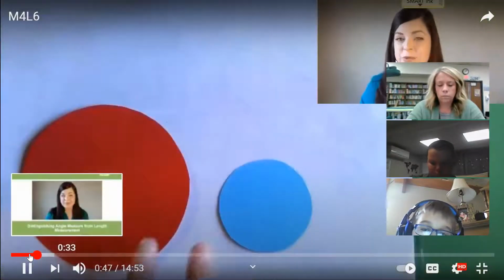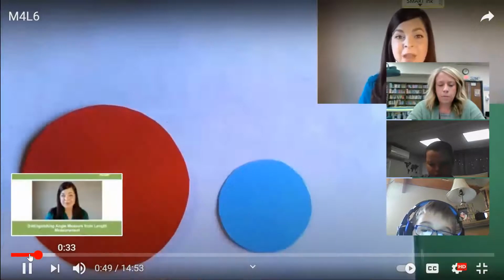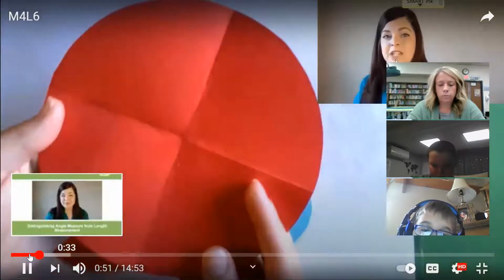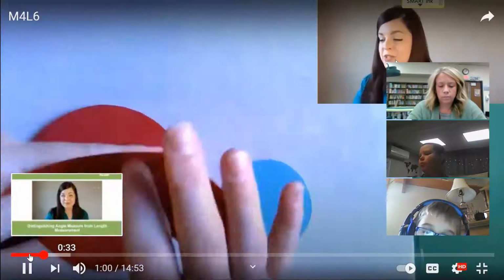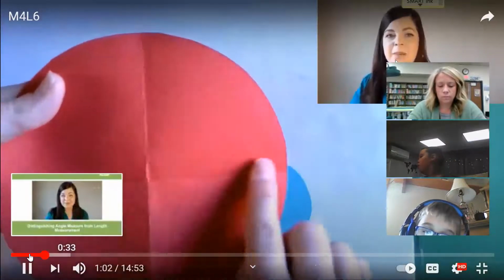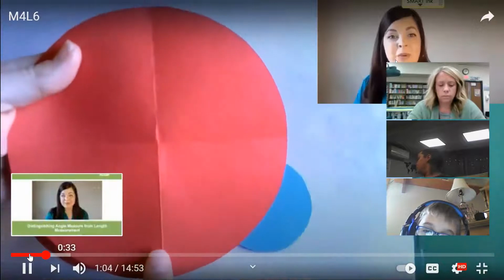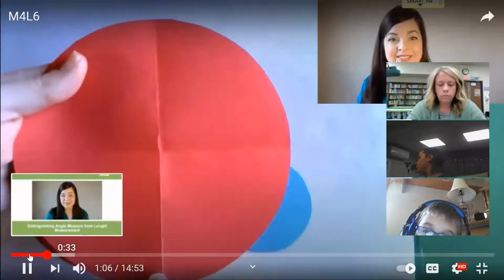Let's start by doing some folding of your two circles. Pause the video and fold each of your circles in half and then in half again, just like we were making a right angle template. Then open up both of your circles and trace the perpendicular lines. When you're done, come on back and we'll continue.